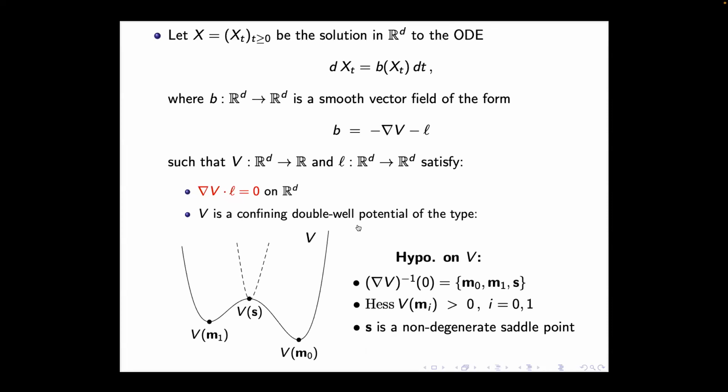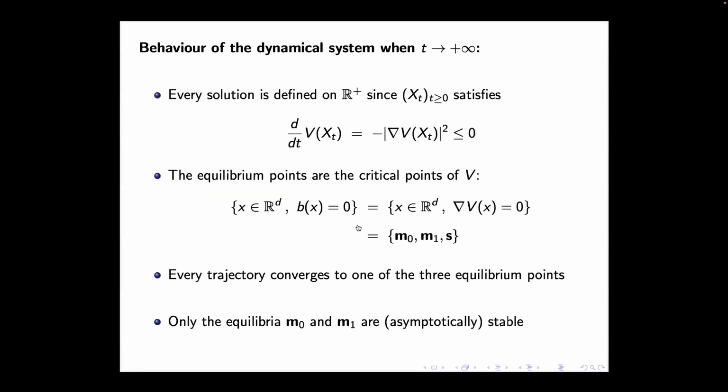So this is a kind of ODE we already encountered, but here we have this L term, which makes the dynamics non-gradient. But nevertheless, since L is everywhere orthogonal to gradient V, it somehow behaves as a gradient dynamics. So more precisely, we have these properties. First, if I take a solution to the ODE, x_t, it is defined on R plus, since if I differentiate V(x_t), I have minus the norm of gradient V(x_t) squared, which is non-positive, which means that the energy is decreasing along the trajectories, and then that the trajectories are trapped in the double well potential.